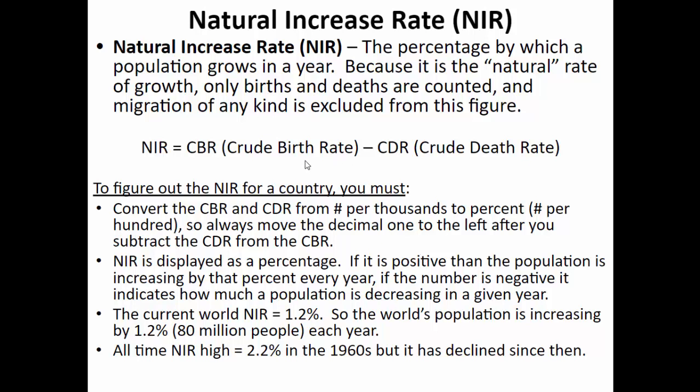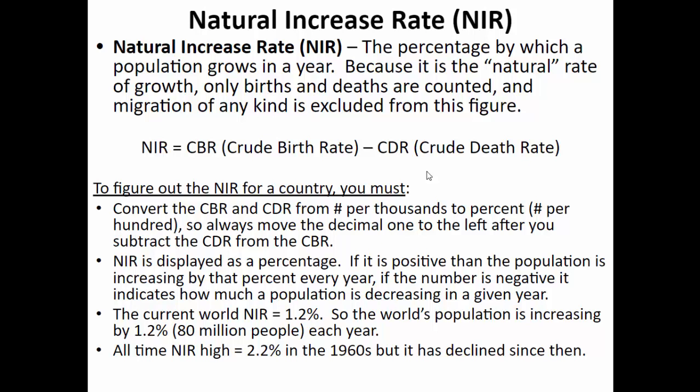So again, folks, if my crude birth rate was 20 and my crude death rate was 10, 20 minus 10 equals 10, right? That's out of 1,000 people, though, in my country. And I want to make it out of 100 so I can turn it into a percent. So I would take that 10, right, and I would move the decimal point one to the left. And suddenly it would become a 1.0 instead of a 10.0. And that tells me the percent at which my population is growing. My population is growing at 1% a year.